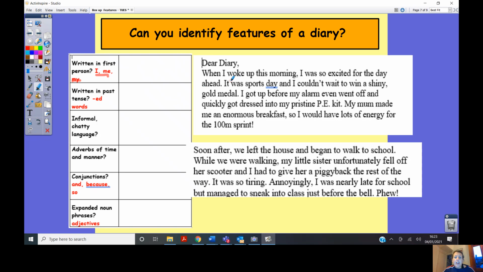So, Dear Diary, when I woke up this morning, I was so excited for the day ahead. It was sports day and I couldn't wait to win a shiny gold medal. I got up before my alarm went off and I quickly got dressed in my pristine PE kit. My mum made me an enormous breakfast, so I would have lots of energy for the 100-meter sprint.